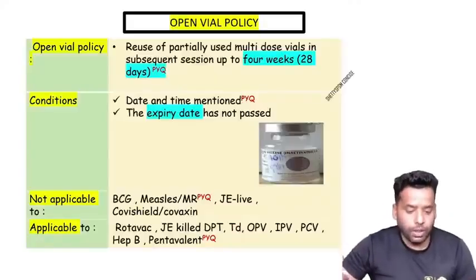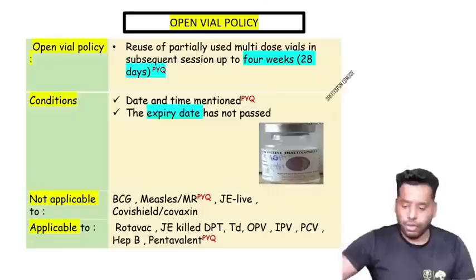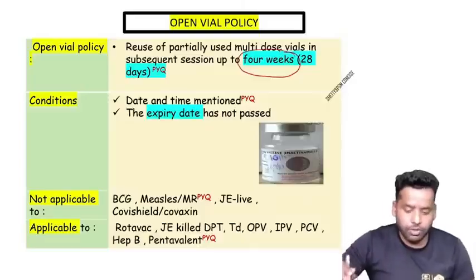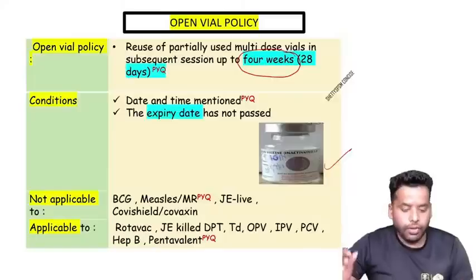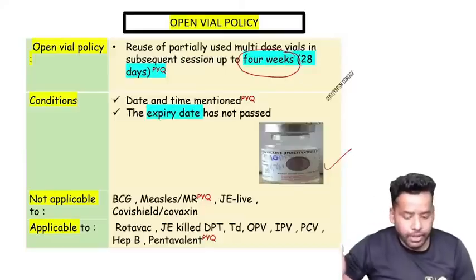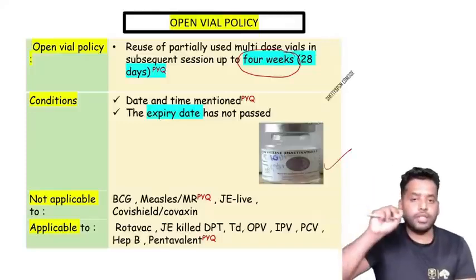Open vial policy: if the vial is open and something is left out, you can use it for the next session. Up to 4 weeks you can use it. That is why I mentioned date and time. So date and time should be mentioned. VVM should be intact. Always keep in mind, date and time should be mentioned. Open vial policy will help in reducing vaccine wastage.